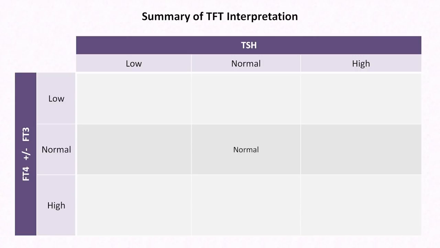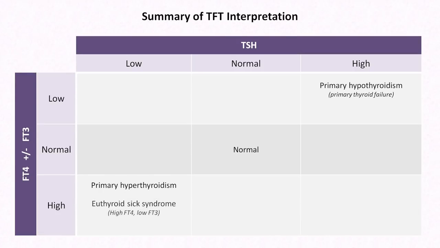Now the most common scenario, other than everything being normal, is still high TSH and low T4 plus minus T3, which is consistent with just primary hypothyroidism. There isn't really anything else that commonly causes that pattern. In the event that TSH is low and T4 and T3 are high, that's still consistent with primary hyperthyroidism, but it's also consistent with euthyroid sick syndrome, particularly if the free T4 is high but free T3 is low.